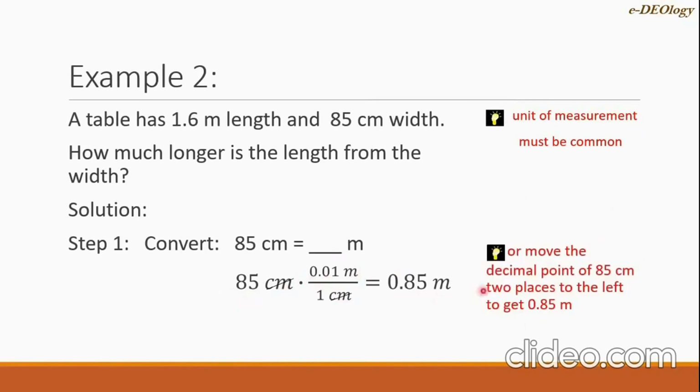There is a quick way to do the conversion. If we are familiar with the relationship of the cm and the meter, we can simply move the decimal point of this 85 two places to the left. So the decimal point is on that part after 5. Since it is a whole number, we don't show the decimal point, but we know that the decimal point is there. So we'll just move the decimal point 2 places to the left. We will get the 0.85.